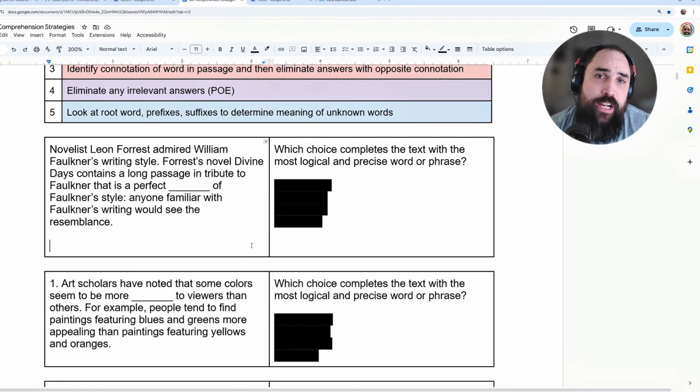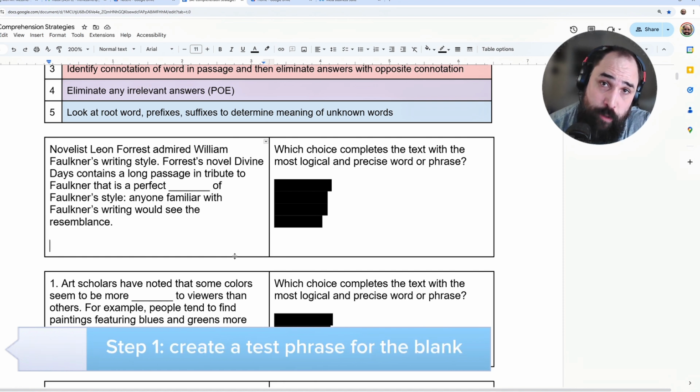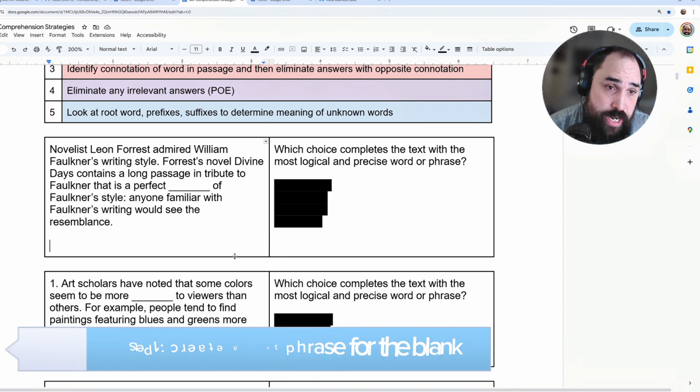Now, the first thing I recommend to my clients is to not look at the answer choices whatsoever. The reason I have them blacked out is because I think it's easy to waste time doing this and to fall into what we would call an SAT trap answer. Instead, try creating your own test phrase. I'm going to read this passage out loud. Feel free to think of your own test phrase as I'm reading.